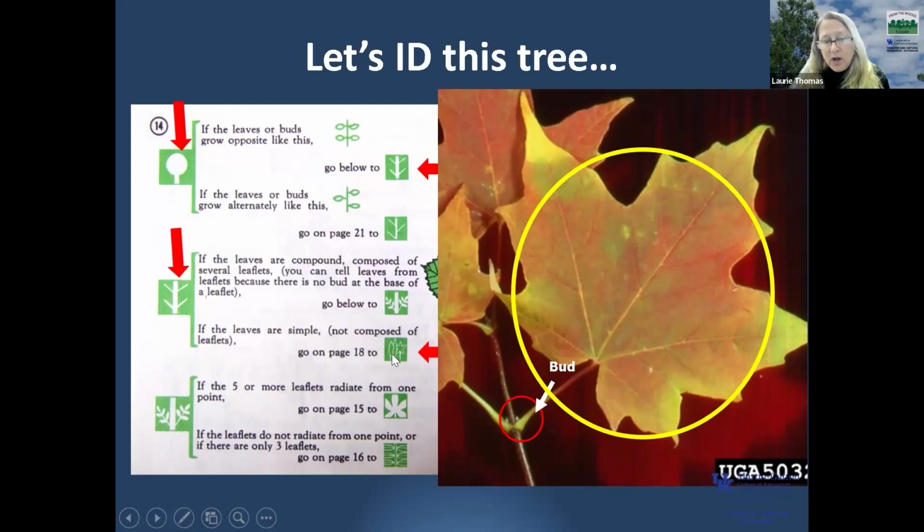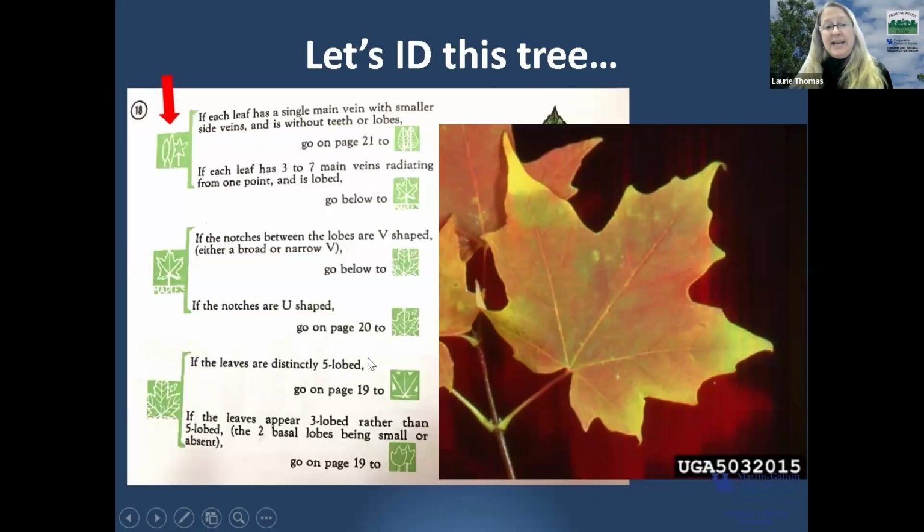So we look for our little logo of simple leaves, and we remember what that looks like, and we flip over to page 18. And on page 18, we've got that little logo at the top of our simple leaves. And now it's asking us a little bit about the veins, and we didn't talk much about the veins, but they give you pictures to kind of help you understand what it's asking. So it asks if each leaf has a single main vein with smaller side veins, and it's without teeth or lobes. So here it gives you a little drawing of what it means to have that single main.